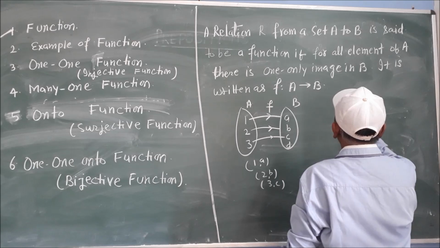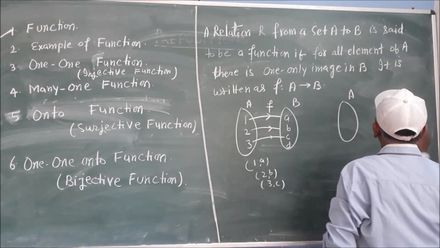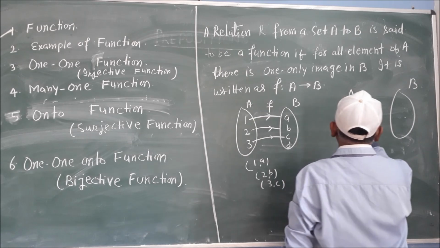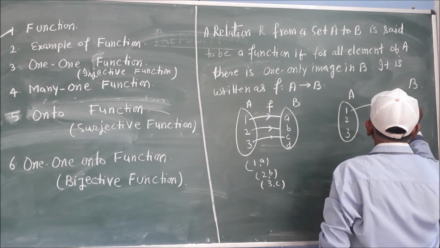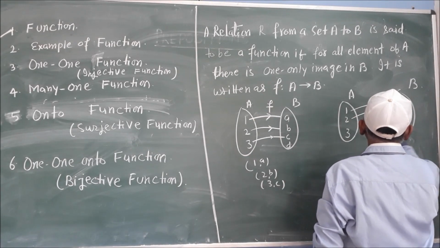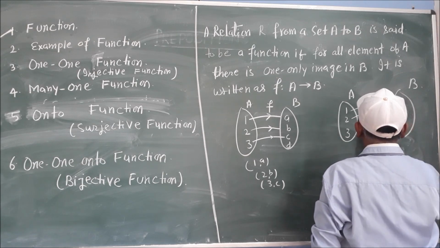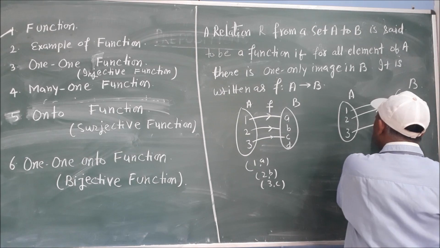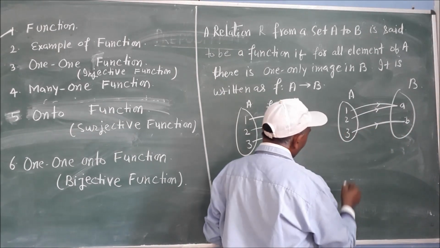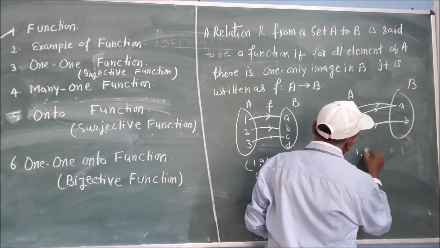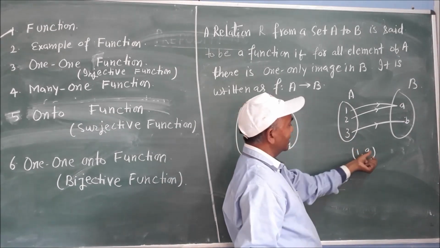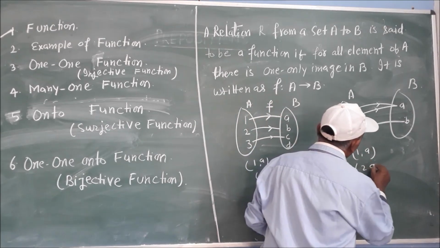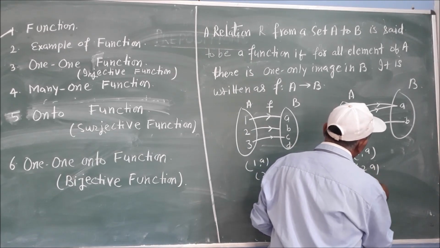Again see, here is a set A and this is a set B. Here are elements 1, 2, 3. 1 is related to A. This 2 is also related to A. And this 3 is related to B. So what I am saying? Image of 1 is A. Image of 2 is also A. And image of 3 is B.